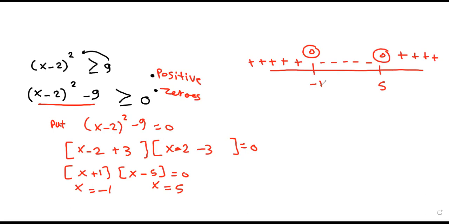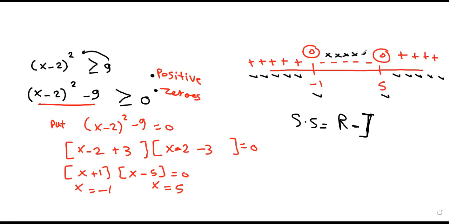So take the positive and 0. So minus 1, 0, and the positive part on the left. And 5, 0. So we observe that we are going to take all the number line except the numbers between minus 1 and 5. So we write the solution set as R difference minus 1 opened and 5 opened, because I will not take what is between minus 1 and 5.